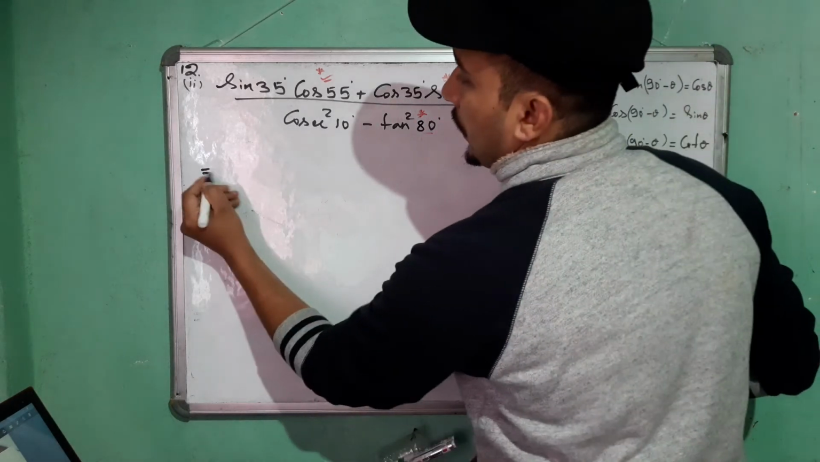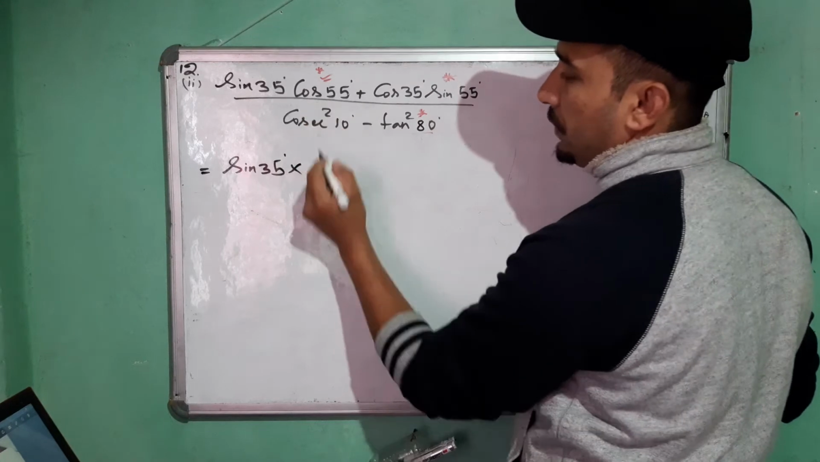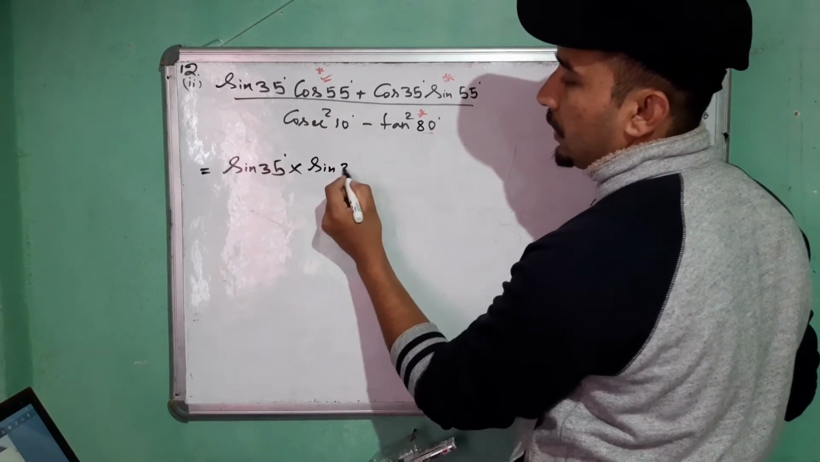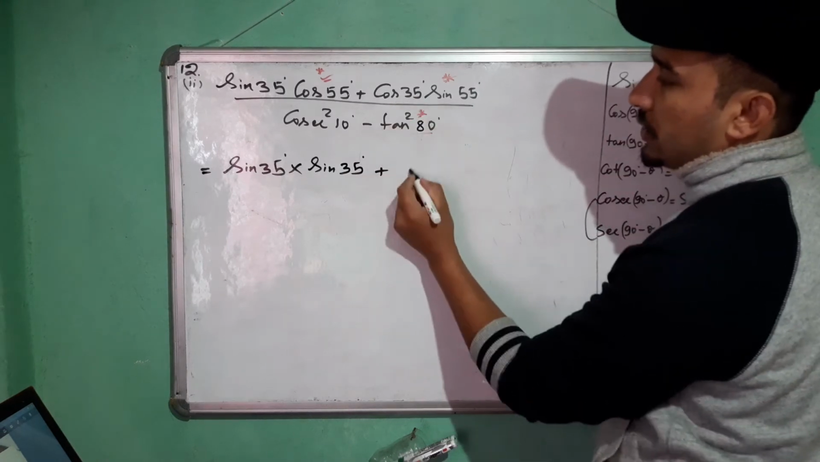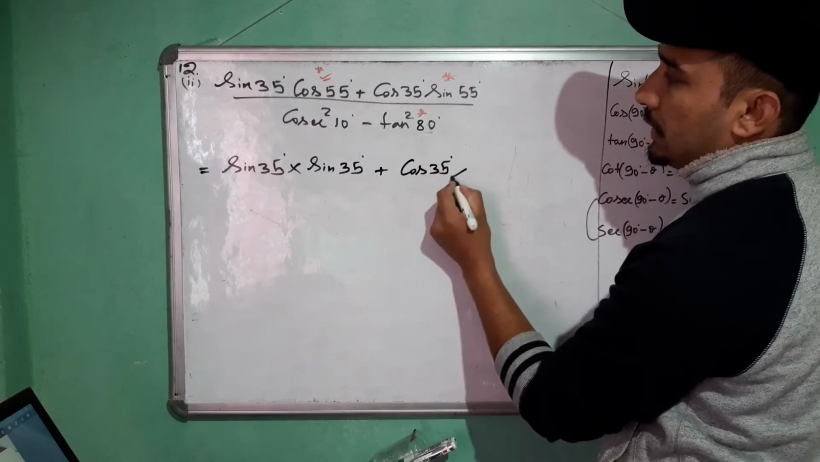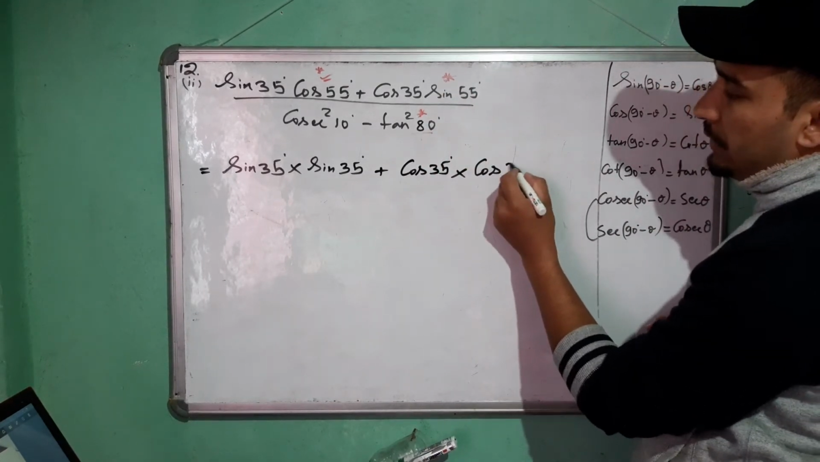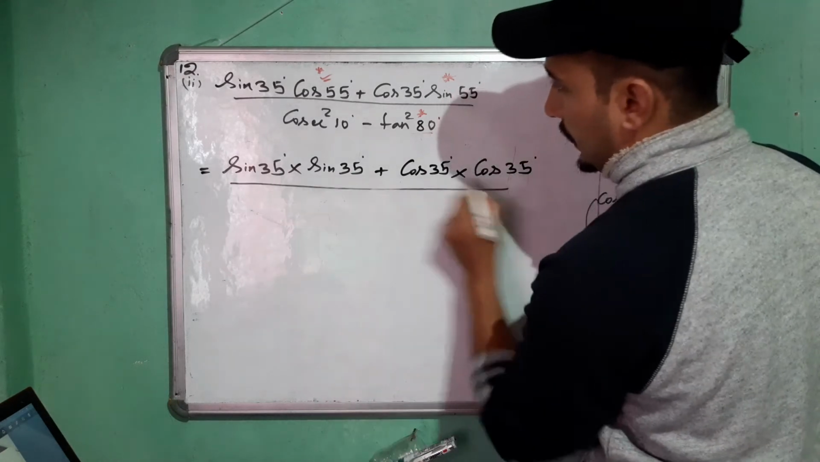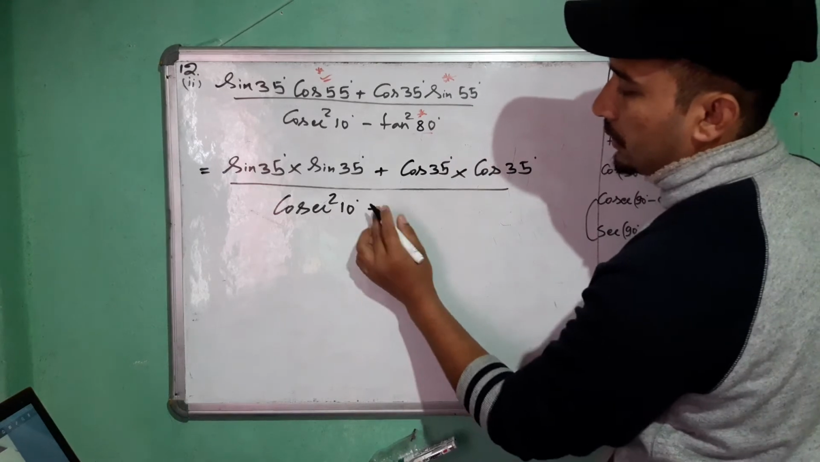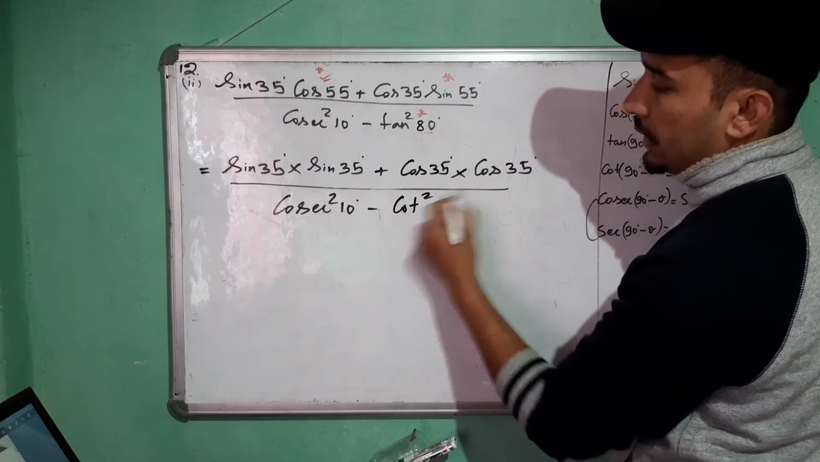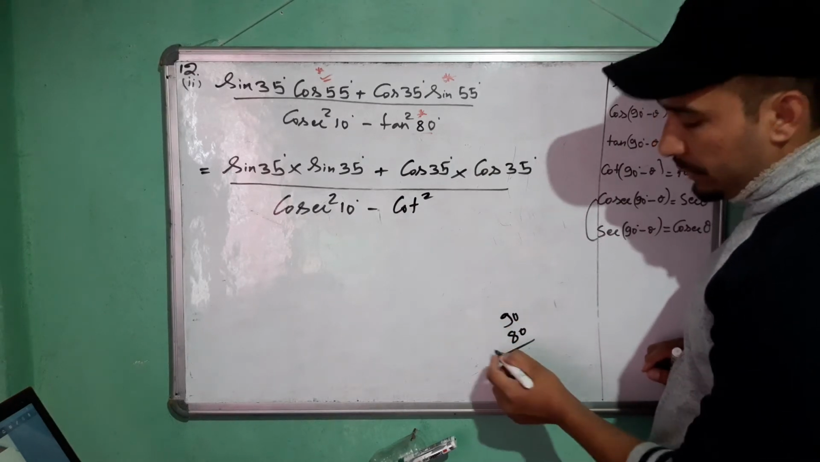So sin 35 degree remains as it is, into the complement of cos, which is sin. 90 minus 55 is 35. Plus cos 35 remains as it is, into the complement of sin, which is cos. The complement of 55 is 90 minus 55, that is 35. Divided by cosec square 10 degree minus, the complement of tan is cot square, as it is. The complement of 80 is 90 minus 80. You have to subtract from 90.